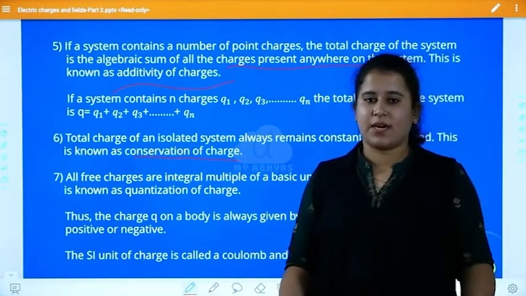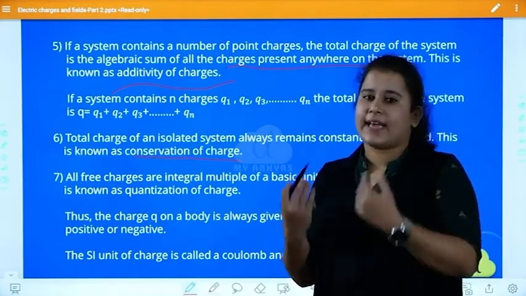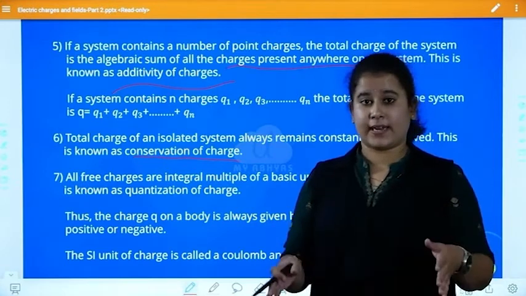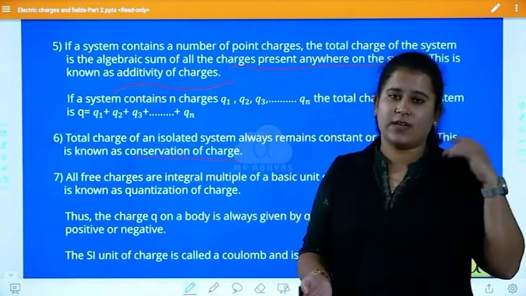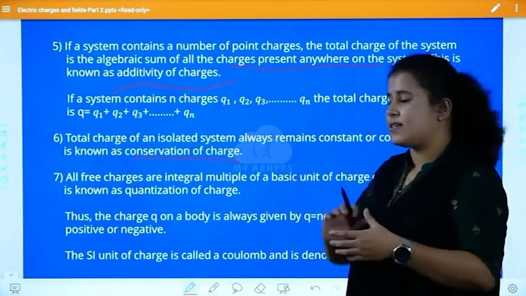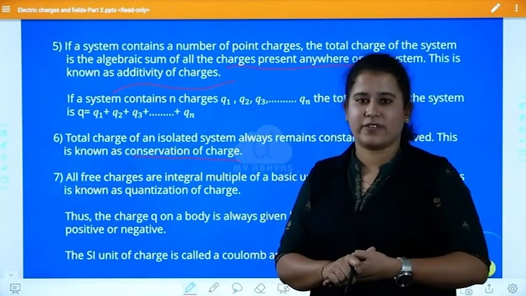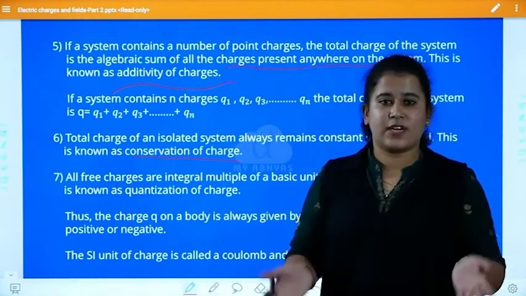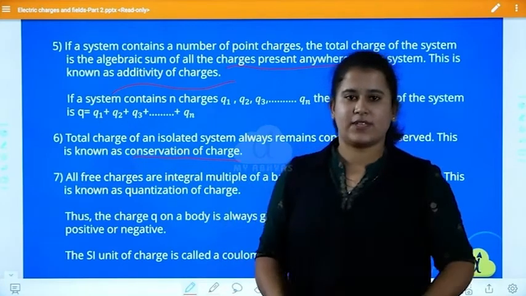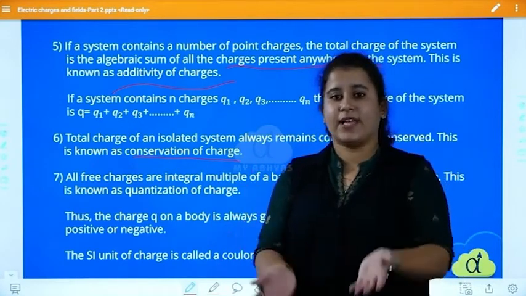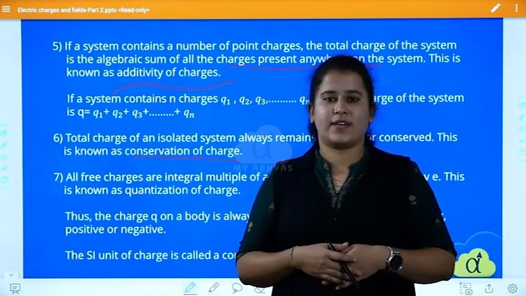Moving on to the next property, which is the conservation of charge. Conservation of charge is nothing but charge can neither be created nor be destroyed, but it can be transferred from one material to the other material. So that is what it is. Total charge of an isolated system remains conserved. So what do you mean by isolated system? Isolated system is nothing but it doesn't have any contact with the surrounding, or it doesn't receive anything from the surrounding. Okay, so that we call it as isolated system.